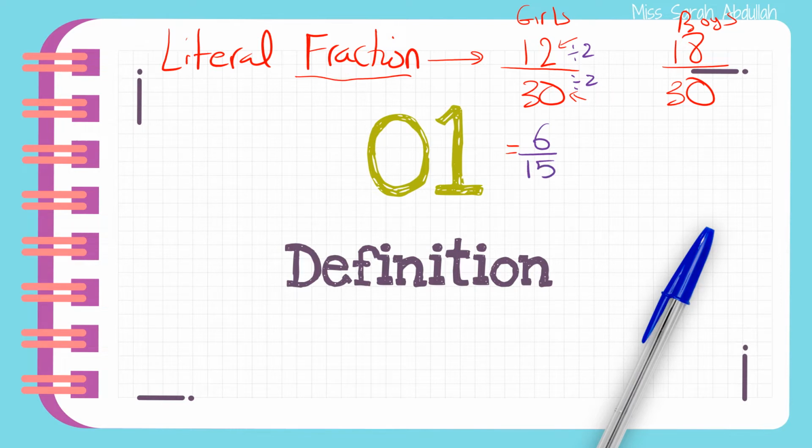Now, is the 6 divisible by 2? Yes. Is 15 divisible by 2? No. So we cannot divide by 2. Let's try 3. Is 6 divisible by 3? Yes. 15? Yes. And this is 2 over 5. So 2 over 5 means I have 2 girls in every 5 students. That's really nice. And we can do the same thing for the fraction of boys.